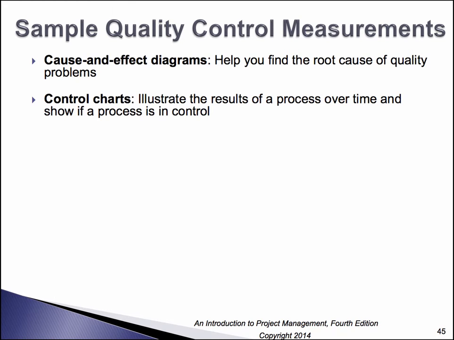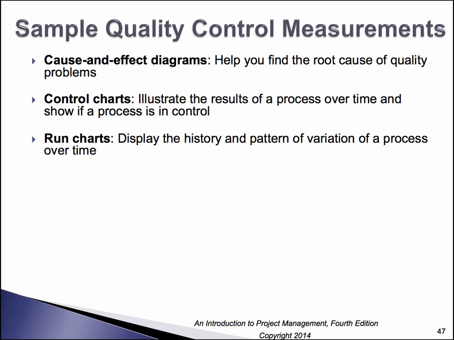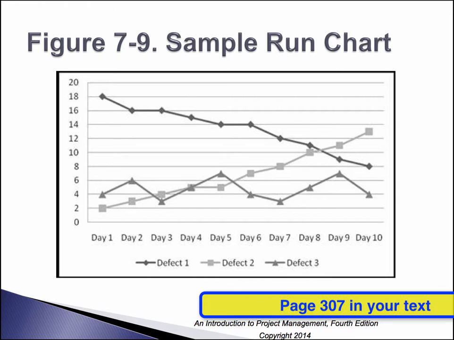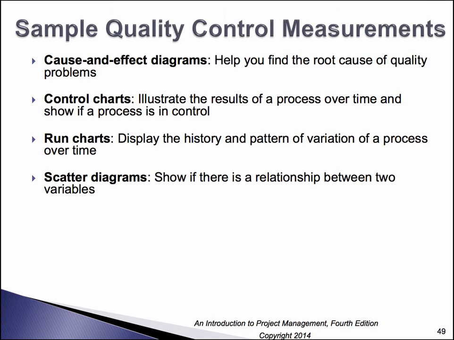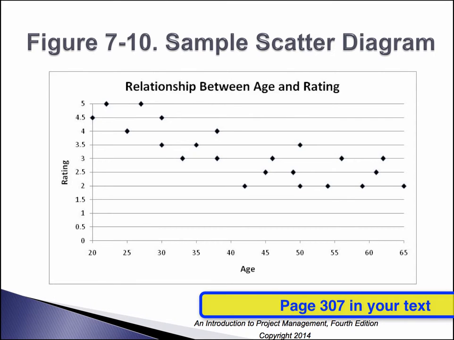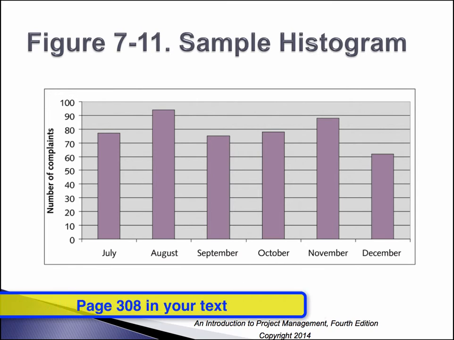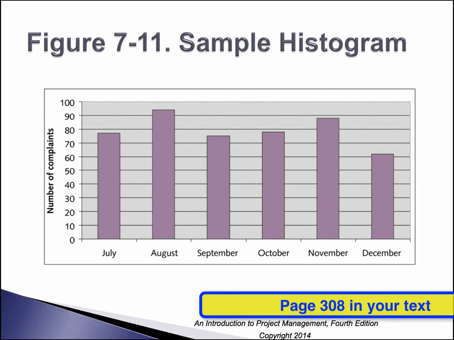The second one we want to look at is the control chart. This is a sample control chart. We've also got run charts, which are linear. Scatter diagrams show if there's a relationship between two variables. Histograms show a bar graph of the distribution of variables. We saw a histogram when we talked about personnel usage.